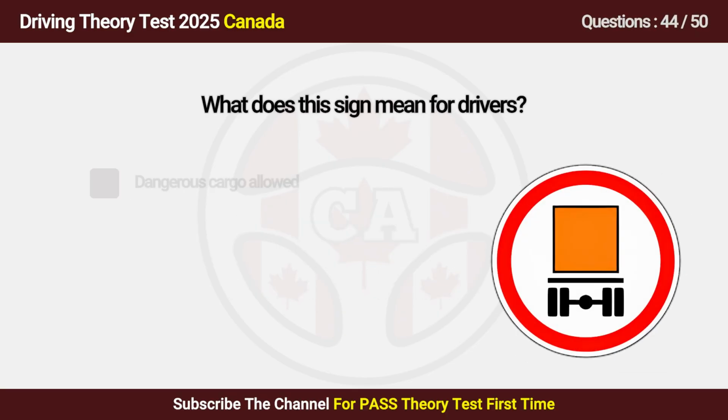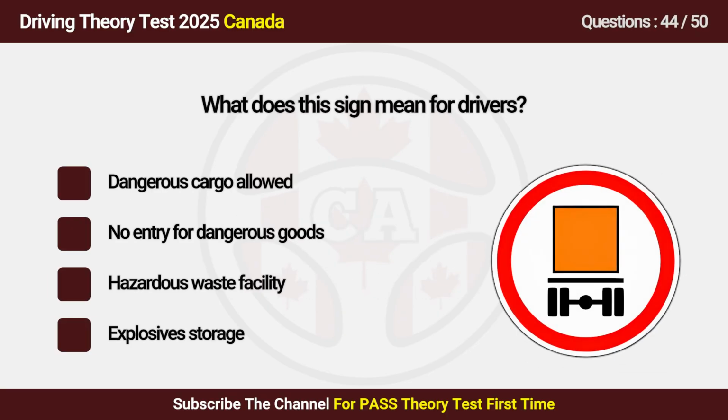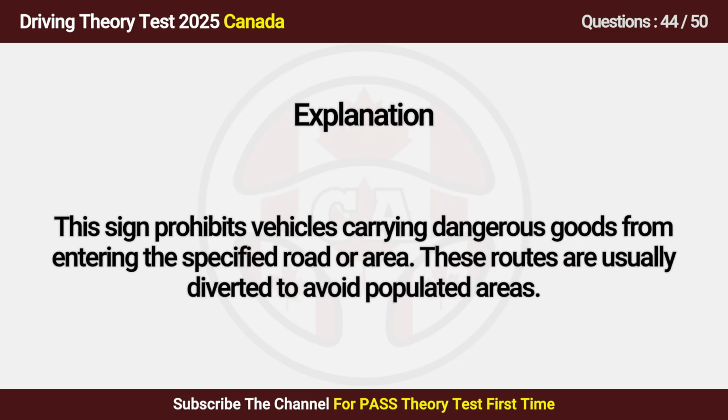Question 44. What does this sign mean for drivers? A. Dangerous cargo allowed. B. No entry for dangerous goods. C. Hazardous waste facility. D. Storage. Answer is B. No entry for dangerous goods. This sign prohibits vehicles carrying dangerous goods from entering the road or area. These routes are usually diverted to avoid such areas.